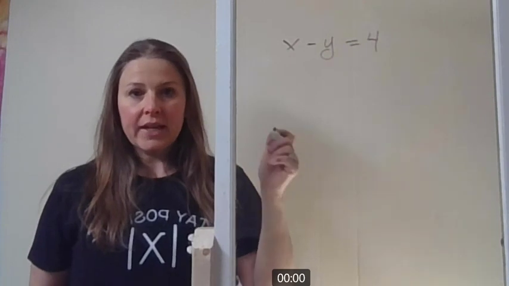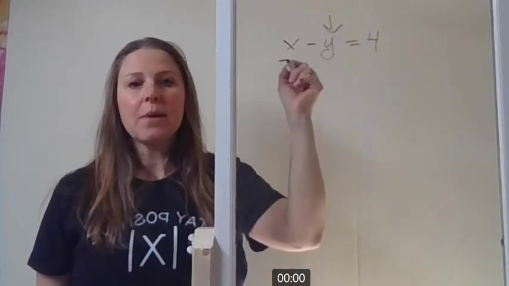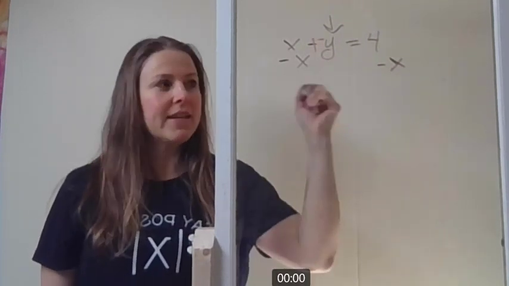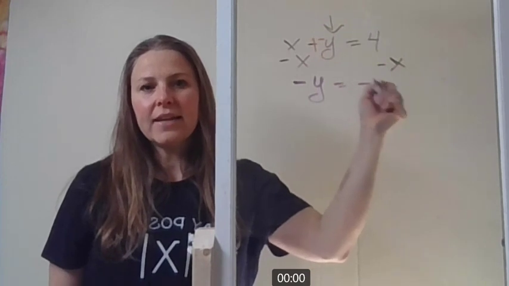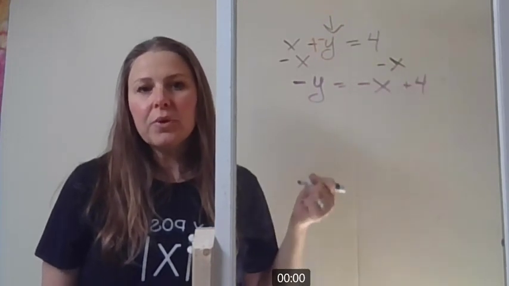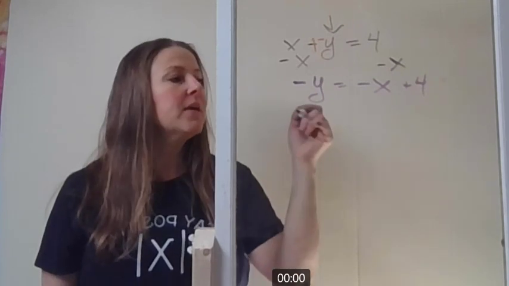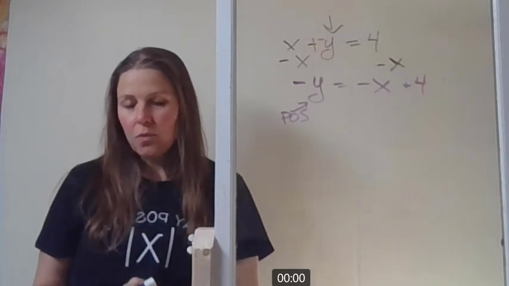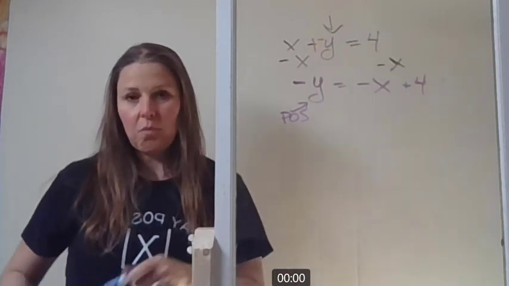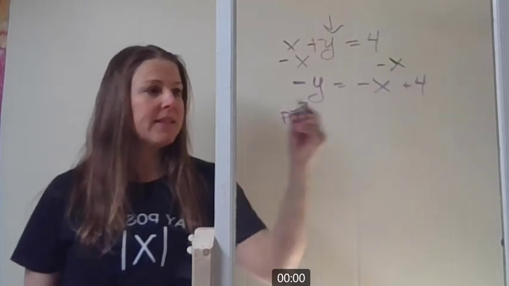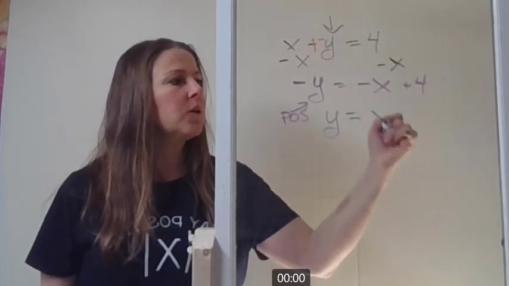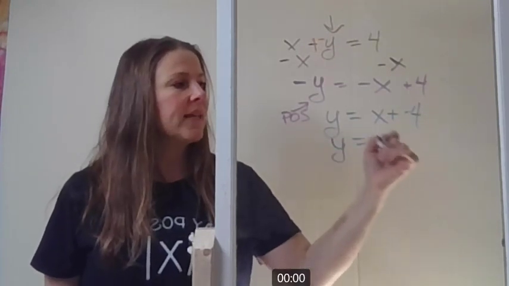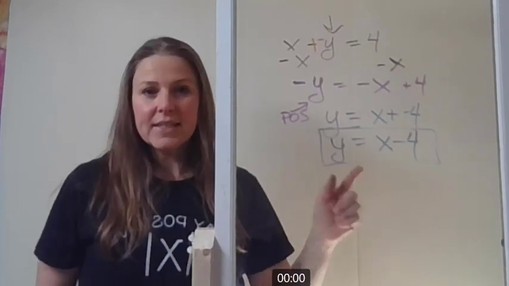Now, in order to solve this, to get the y alone, the first step would be to subtract the x from both sides. So we have negative y equals negative x plus 4. Now, when you're putting things in y equals mx plus b form, this y should always be positive. So instead of keeping that in negative y, we're going to multiply everything by negative 1 or divide by negative 1. It means the same exact thing. And this becomes y equals positive x plus negative 4, and that's the same thing as y equals x minus 4. So this is the y-intercept form.